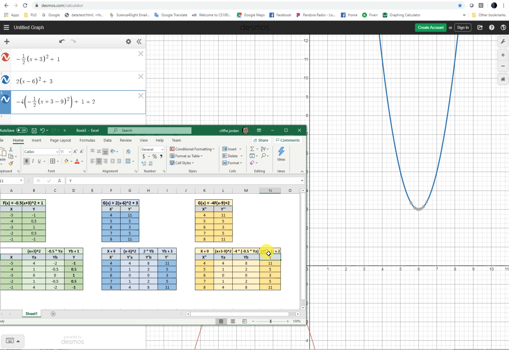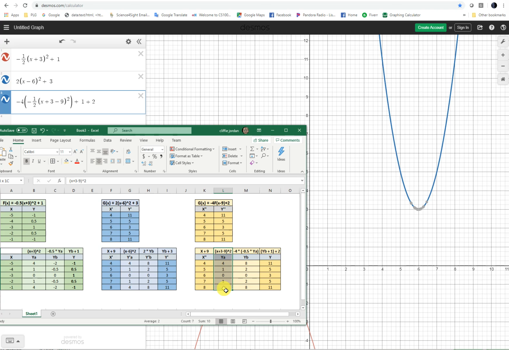And then finally, I take this number, add the 1 to it from the original f of x, and then I add another 2. And that gives me this final number. So in the end, this final number equals this, which equals this graph over here. So I get the 4, 11 pair, 5, 5, 6, 3, 7, 5 pairings, okay? So when you're trying to calculate the x and the y values, this is how you would go about it.